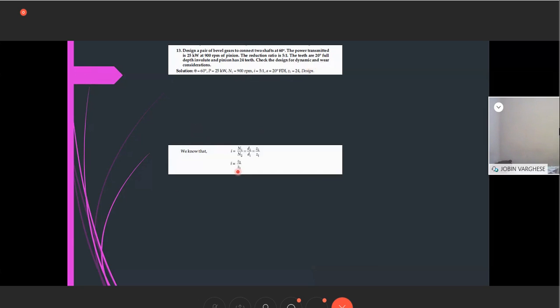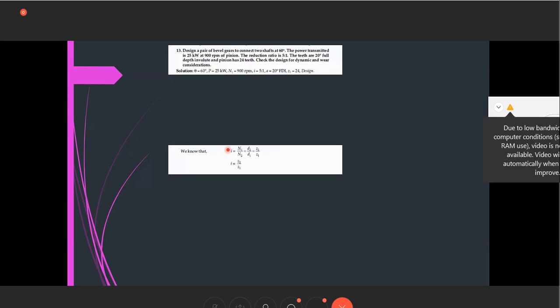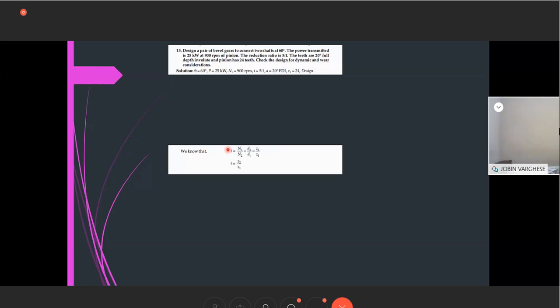This is always the normal stage. നമുക്ക് ഈ പാരാമീറ്റേഴ്സ് എപ്പോഴും അറിഞ്ഞിരിക്കണം. That is N1, N2, Z2, Z1. ഈ പാരാമീറ്റേഴ്സ് നമുക്ക് എപ്പോഴും അറിഞ്ഞിരിക്കണം എല്ലാ ഗിയർ ഡിസൈൻ പ്രോബ്ലംസ്. So അതിന് ഏതെങ്കിലും ഒരു പാരാമീറ്റർ തന്നിട്ടുണ്ടാവും.